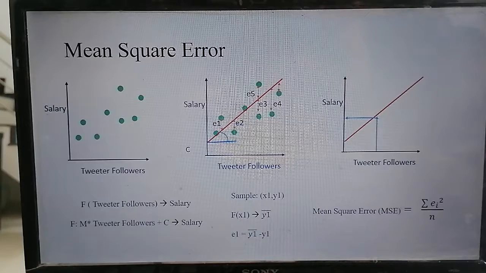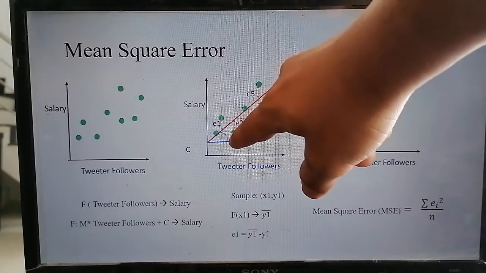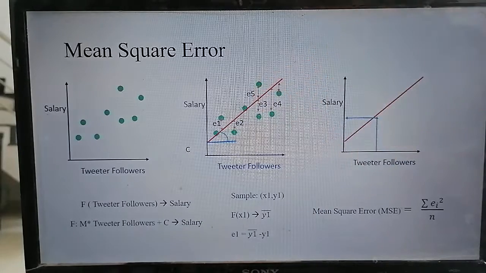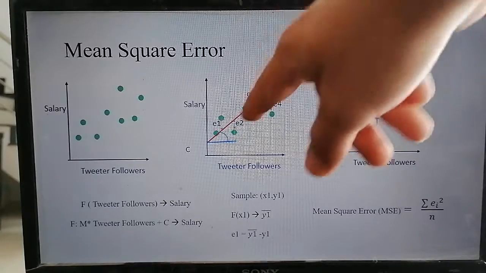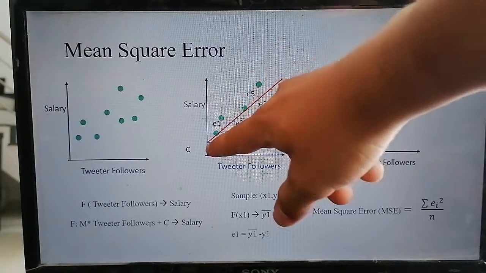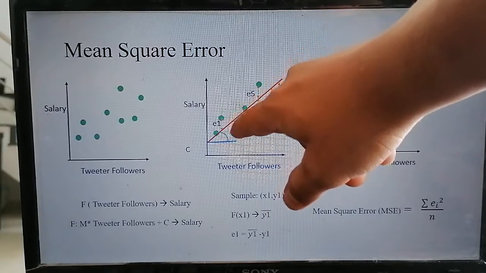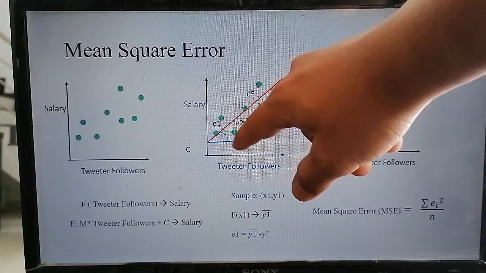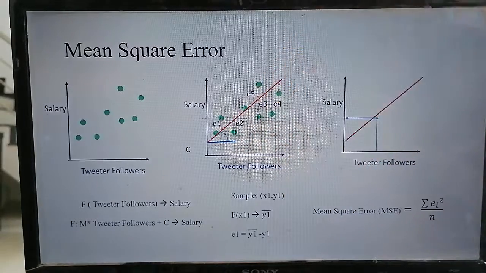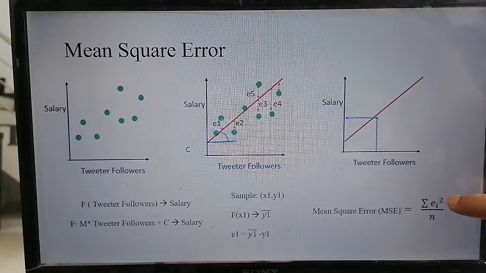To find out whether the line is good or bad, we will calculate the error of the line. To find the error, we will project every sample on this line and take the difference between the projected and the original value. Here e1, e2, e3, e4, e5 are the errors of every sample. Then we will take the square of every error.